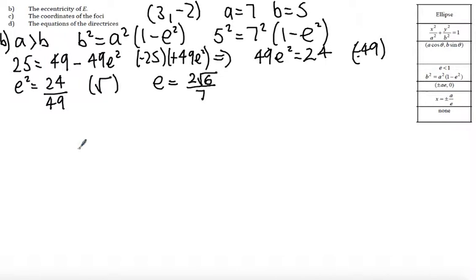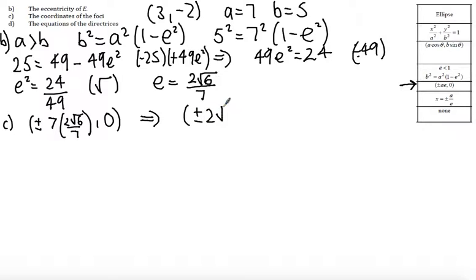Now I want to find the coordinates of the foci. This little table, you'll find it in your formula booklet, so I've just included it on the slide so that we can see what's happening. So this here represents the coordinates of our foci. So part C, if I do the coordinates of the standard ellipse foci, what I get is plus or minus 7 lots of 2 root 6 over 7, comma 0, which when I tidy it up comes out as plus or minus 2 root 6, 0.